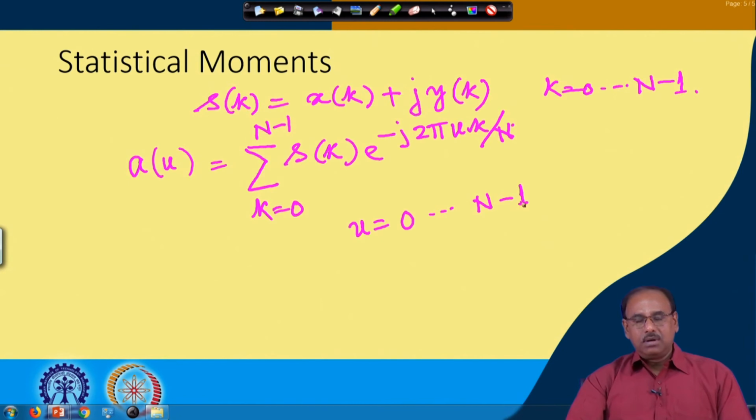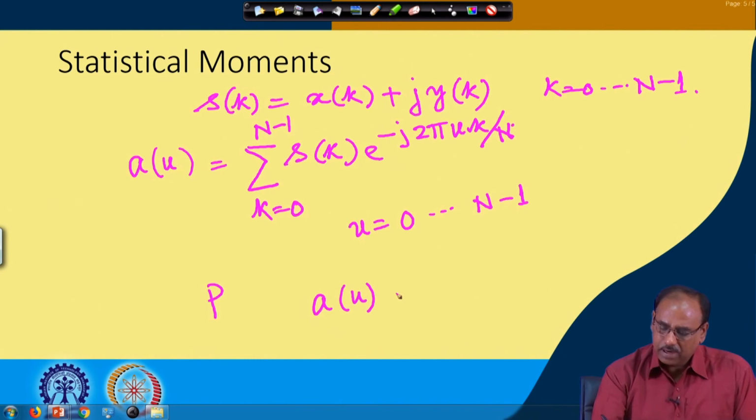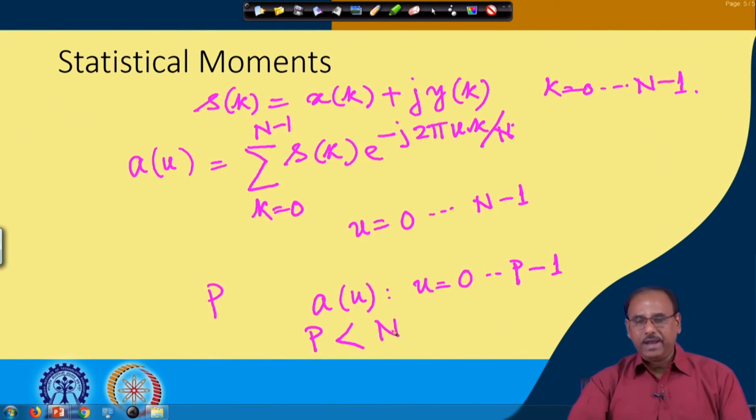Now, you can also find out that instead of considering all the N coefficients, if I consider a lesser number of coefficients, then what kind of effect can I have? Suppose I want to consider P coefficients, that means I want a(u) where u varies from 0 to capital P minus 1, where P is less than capital N. Then what kind of effect will this truncation of the coefficients have?